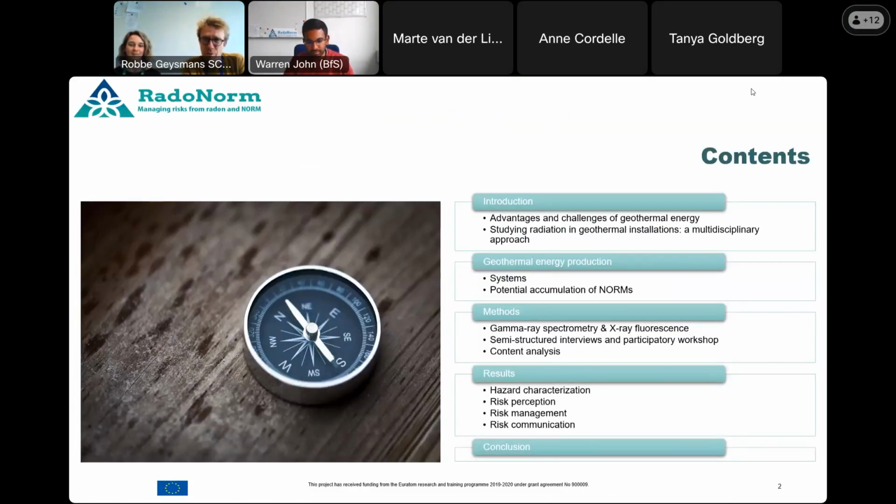This is a short outline of the presentation, which we aim to take about half an hour, more or less. So I will provide a short introduction to the case of geothermal energy, particularly focusing on potential advantages, but also challenges, among which radiation, and then focusing on our research focus of studying radiation and geothermal installation through a multidisciplinary lens. After that, Linde will take over to introduce you a bit more the different systems within geothermal energy production and also where potential naturally occurring radioactive materials can accumulate in these installations.